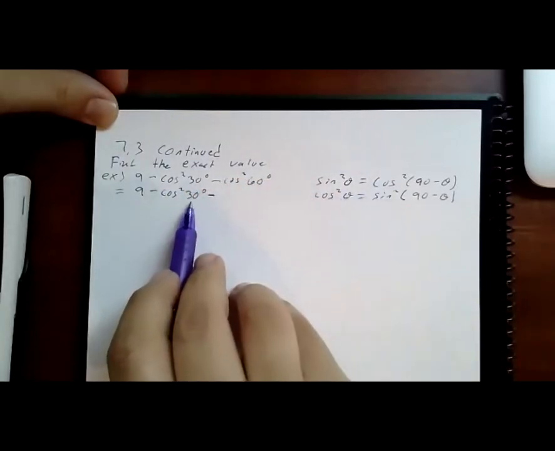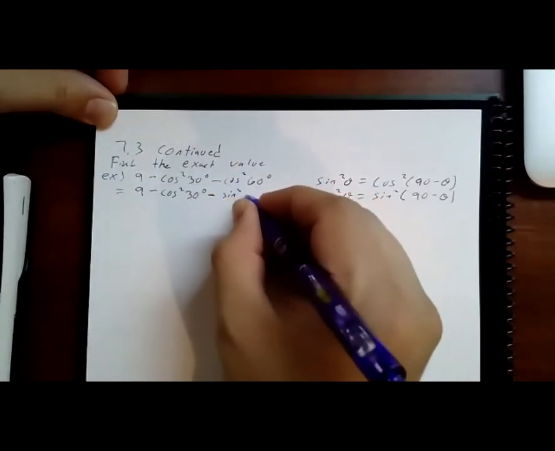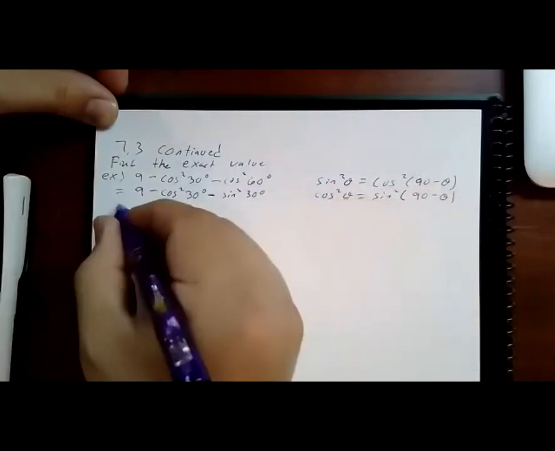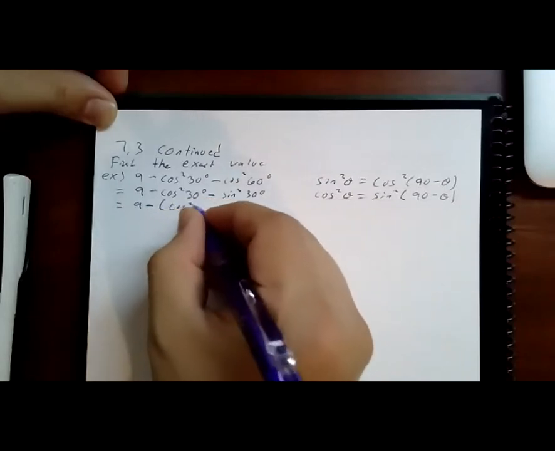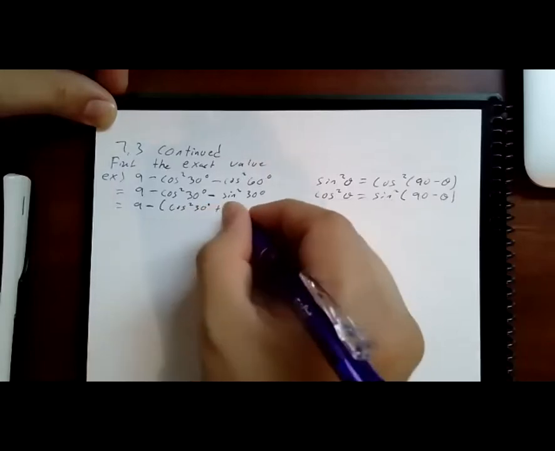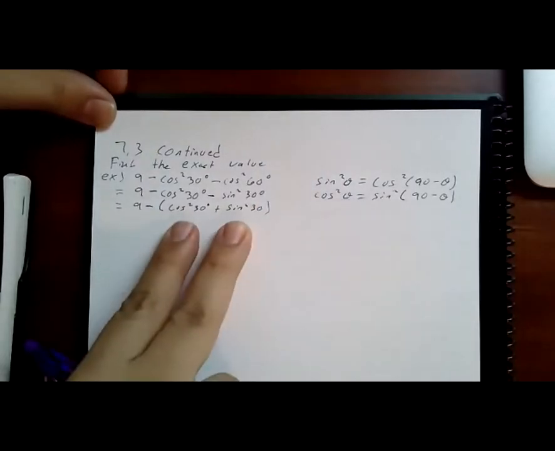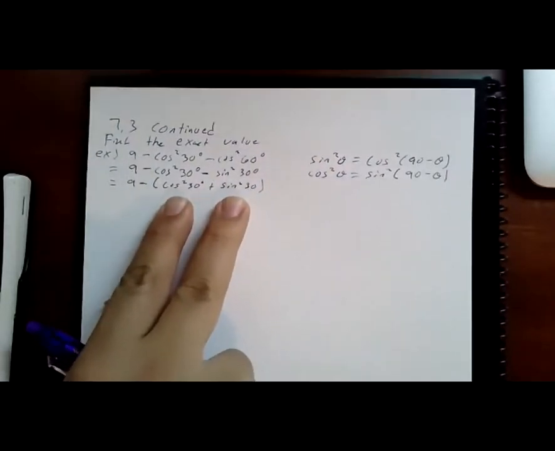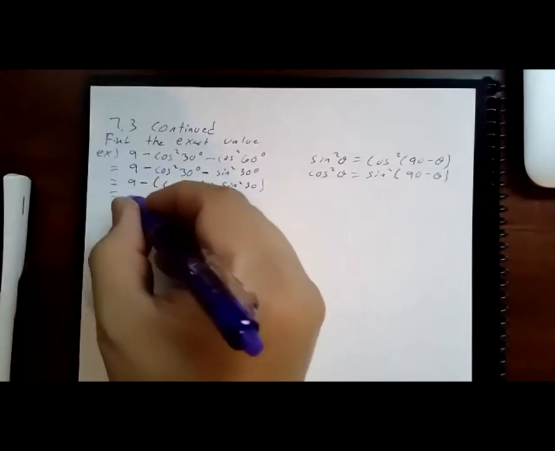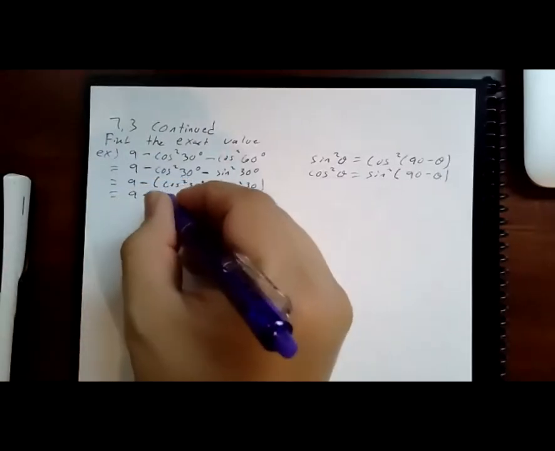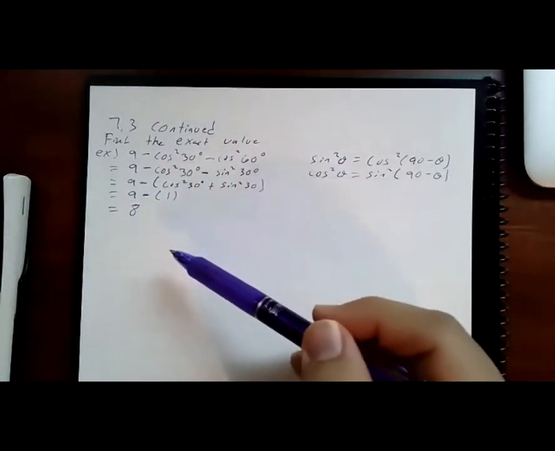So cosine squared 30 minus sine squared 30. Which means this is the Pythagorean identity, right? If I factor that negative like last time, this would be cosine squared 30 plus sine squared 30. What is this going to turn into? One. Yeah, it's going to be 1, right? So this is actually going to be 9 minus 1. So all this nonsense is just the number 8.